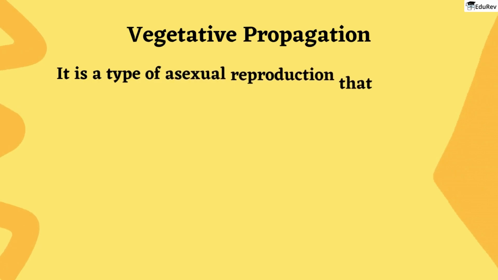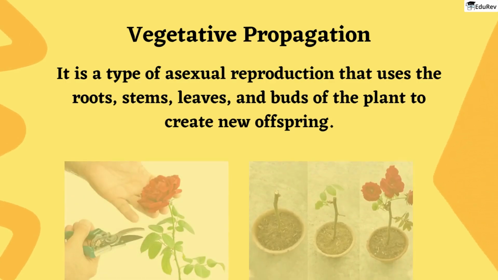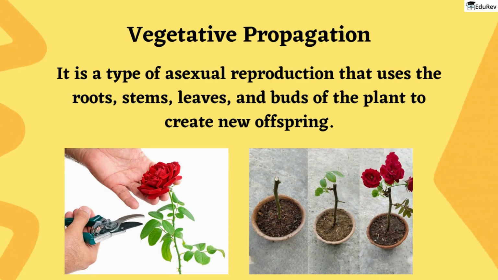It is a type of asexual reproduction that uses the roots, stems, leaves, and buds of the plant to create new offspring. You may have even seen this happen in your own garden or backyard. For example, have you ever seen a new rose plant growing from a cutting of an existing rose plant?